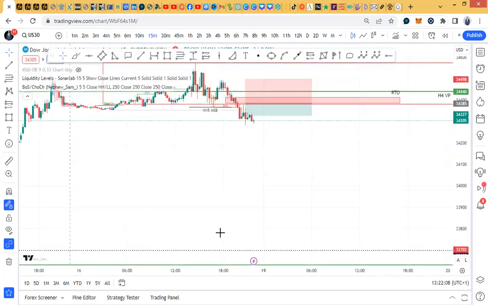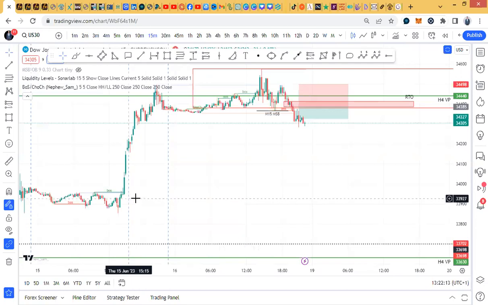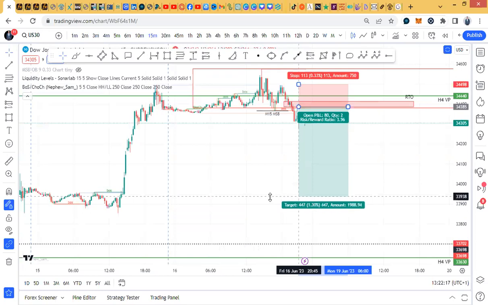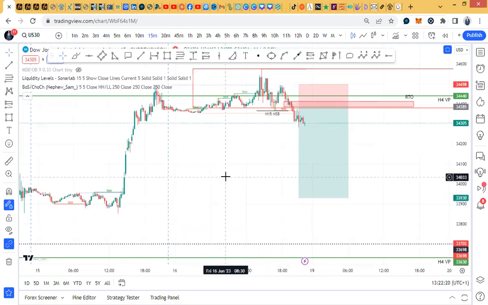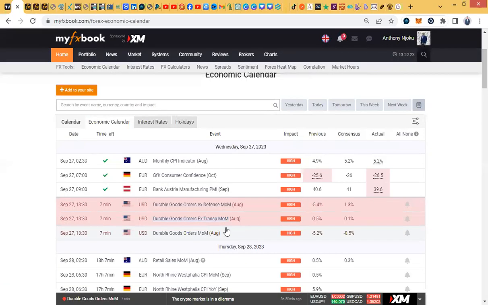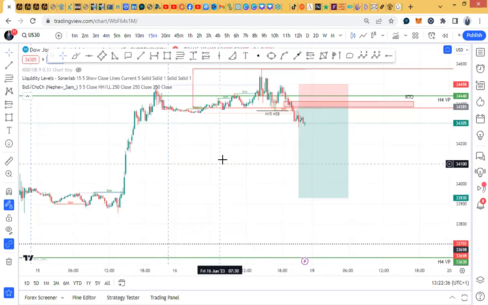aim for your profits. There is a break of structure here that never returned to the origin. So we can expect this to come to this point. That's if the news turns out to be negative, because we have 8 minutes to the news, 7 minutes to the news. So if this news is negative for the dollar, you understand, US30 will sell massively, because US30 has to do with the 30 companies, top 30 companies in the United States of America. Okay, that's US30 for you.